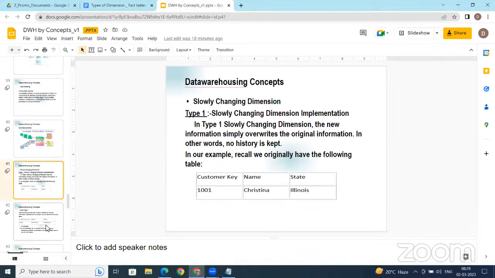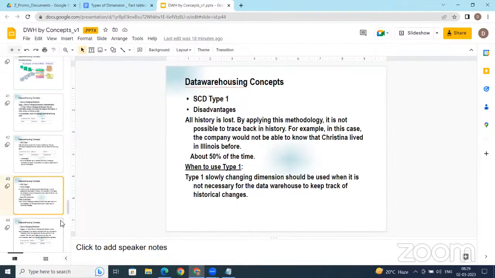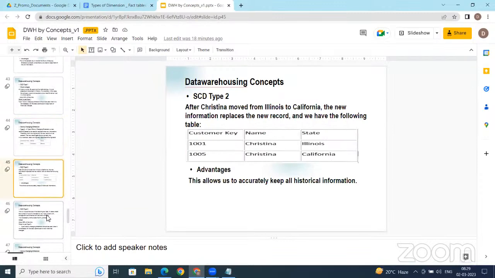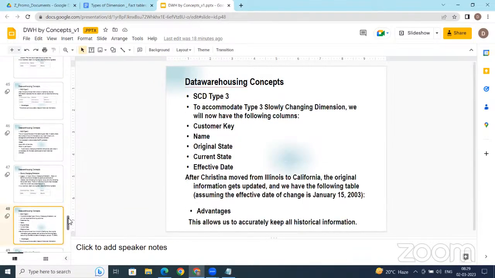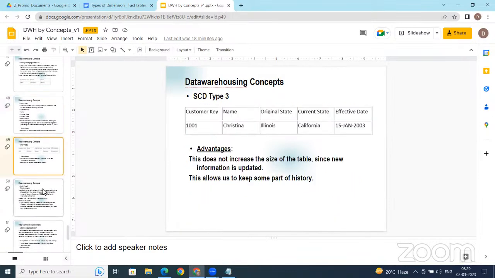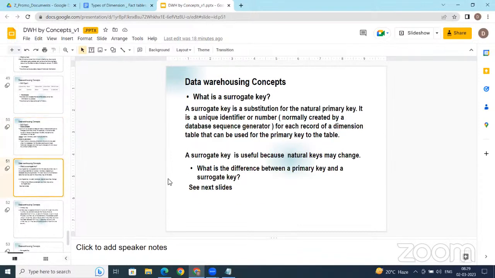Okay. So the slowly changing dimensions, here we have discussed, right? SCD type 1, type 2. We'll see this in practical classes. Type 3. Yeah, right. Surrogate keys. What is a surrogate key? A surrogate key is a system generated key created in the dimension tables.